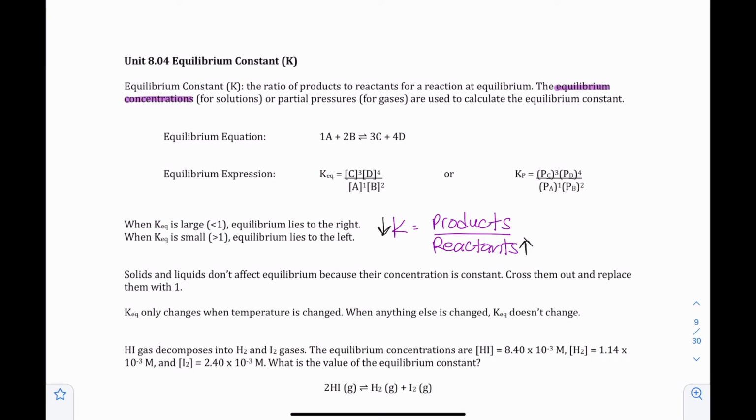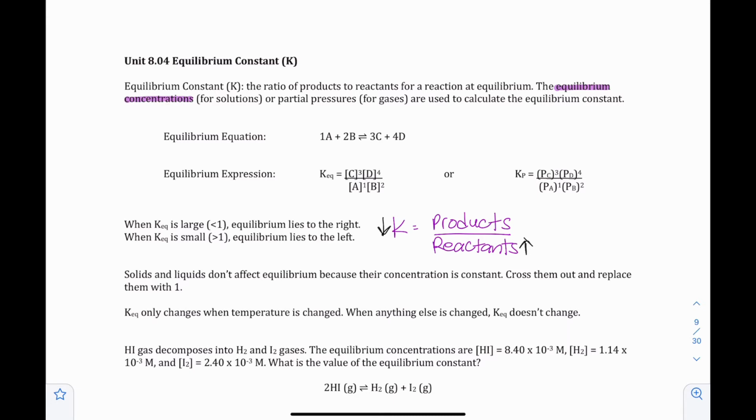The last thing I want to talk about with K is when it changes. So no matter what changes occur during a reaction, such as adding more products or adding more reactants or removing products or reactants, K doesn't change. So if your reaction lies to the right, meaning there's more products at equilibrium, then it will still lie to the right even if you make changes to the system.